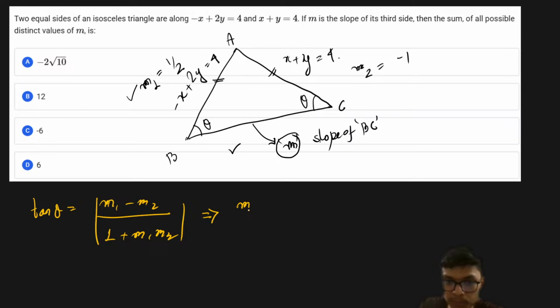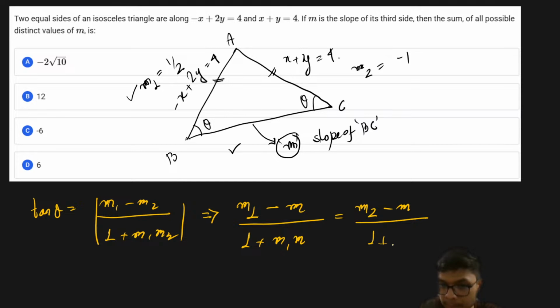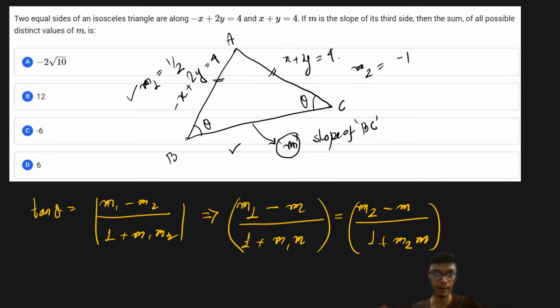That is, I will first put m1 minus m divided by 1 plus m1 into m, and that should be equal to m2 minus m divided by 1 plus m2 into m, right? So from here, I'll get one quadratic equation in m, right? So that particular quadratic equation will definitely give you the two distinct solutions for m. So if you just try to solve it further, what you will see over here.